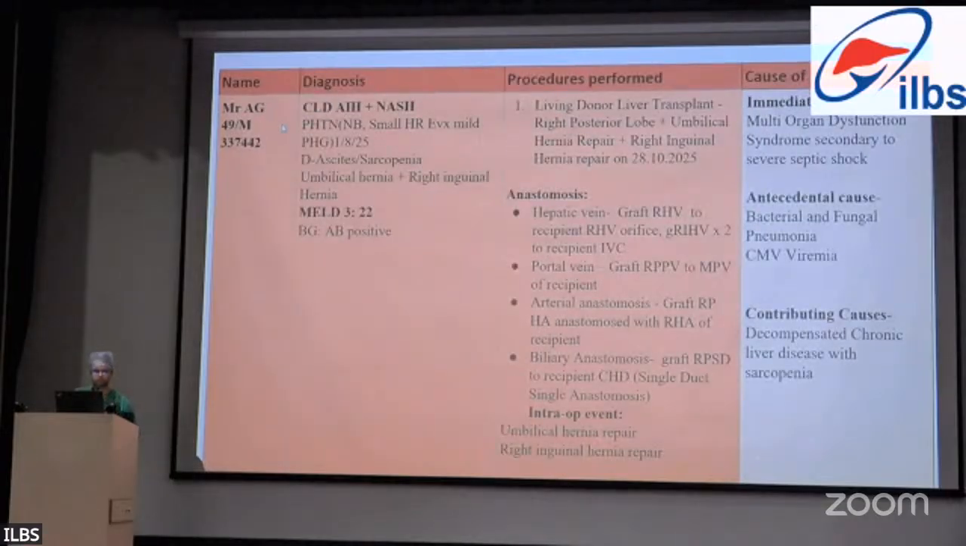So Mr. AG was a 49-year-old male, CLD autoimmune with NASH. He had a MELD of 22. He had severe sarcopenia, and he had a right posterior lobe liver transplant with umbilical hernia repair and right inguinal hernia repair on 28th of October. He had multi-organ dysfunction syndrome due to severe septic shock, bacterial and fungal pneumonia, and CMV viremia.